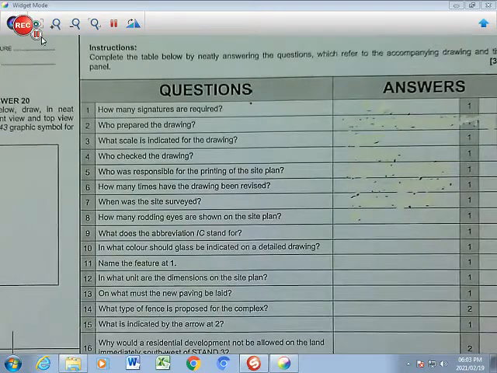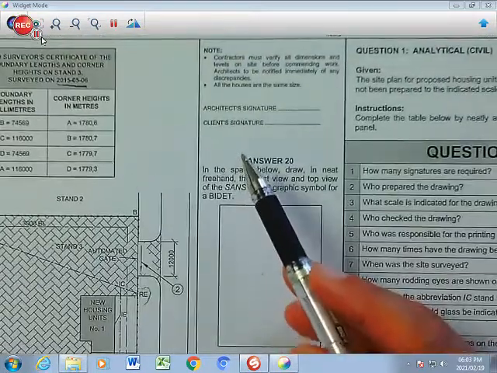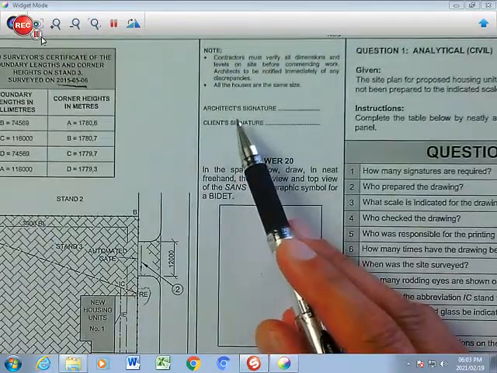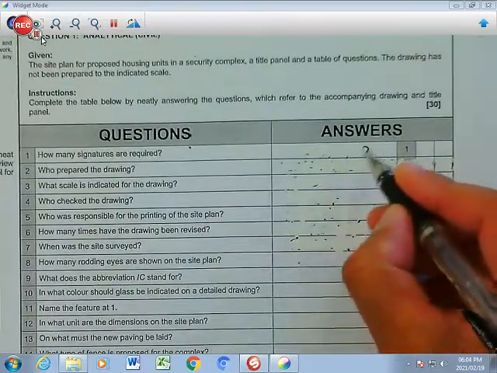How many signatures are required is question number 1. You go to that space over there and you will find that there are 2 signatures, one of the architect and one of the client. So that's going to be 2.